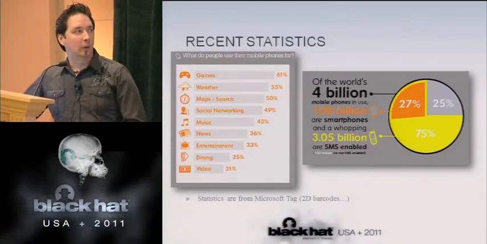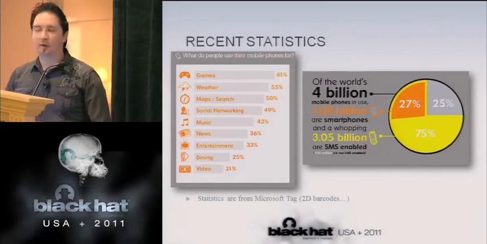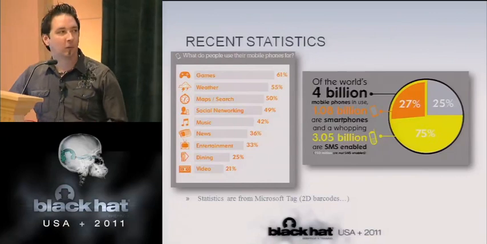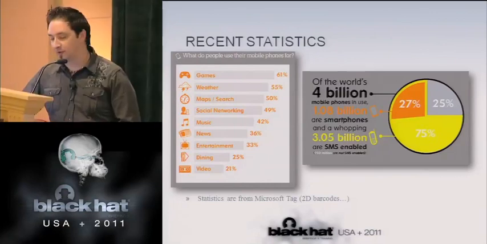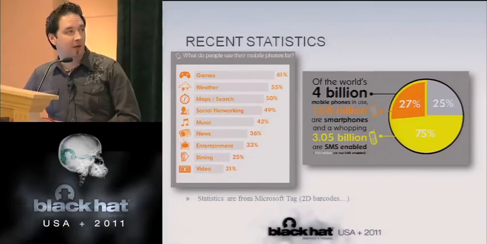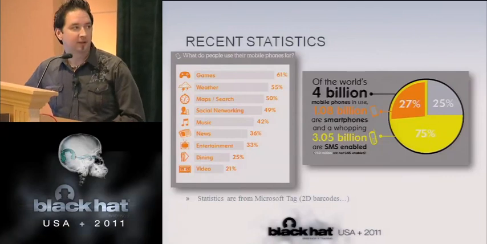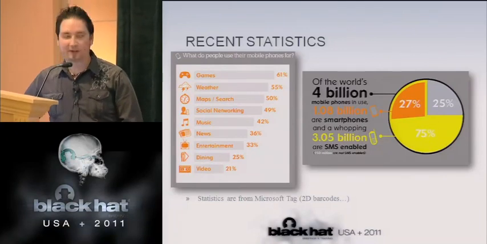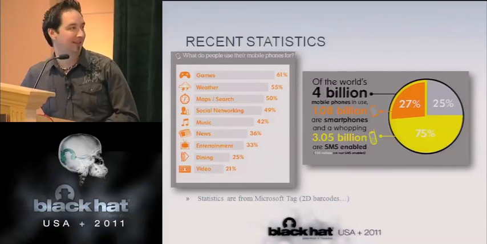But you've got to think about the mobile space, I mean, this is huge. So we've got a ton of apps that are all using some form of web services in one form or another, and that's a huge increase. Ironically, this is from a Microsoft Tag, which is Microsoft's implementation of 2D barcodes. We don't have enough time to talk about that, but that's a whole other issue in itself.